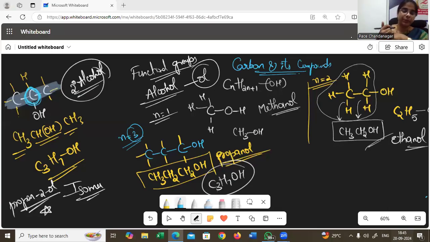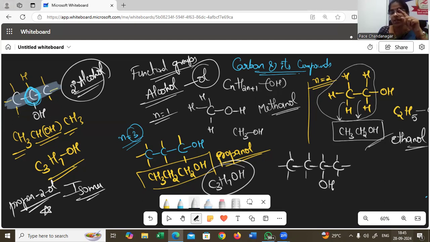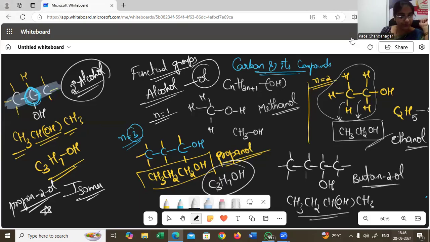Next, coming up with your alcohols, like n equals 4. 1, 2, 3, 4. Here, if I put an OH, then what? This is nothing but CH3, CH2, CHOH, with OH in brackets, and then CH3, right? This is the orientation for each of the carbons here, as you can see. Now this is what? This is butan-2-ol, because now you have to number them also.